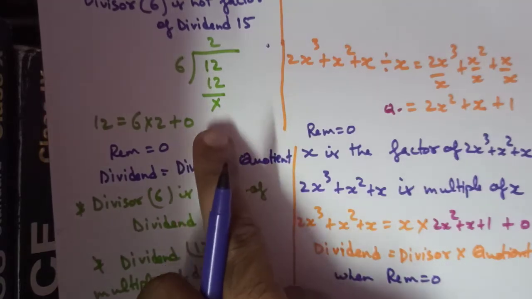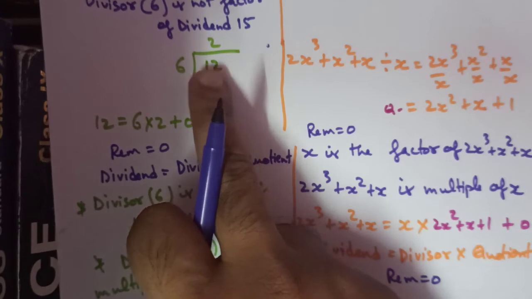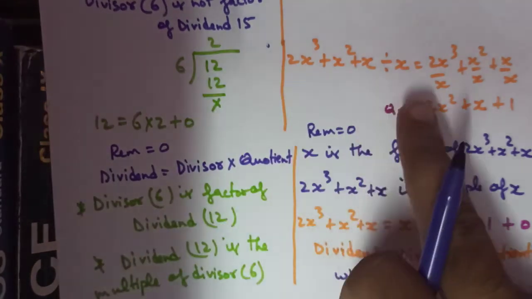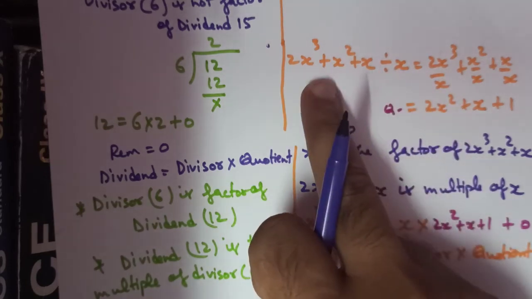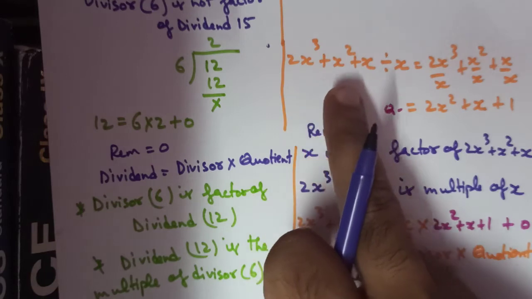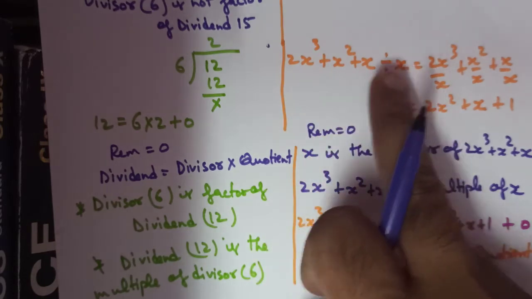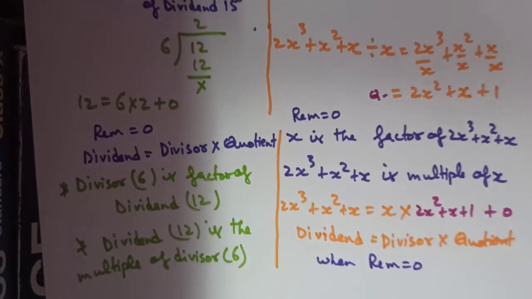And here we can also say that the divisor is the factor of dividend, that is 6 is the factor of 12. Similarly here we can say that x is the factor of 2x cube plus x square plus x, and 2x cube plus x square plus x is the multiple of x, and 12 is the multiple of 6. I hope this is clear, everybody.